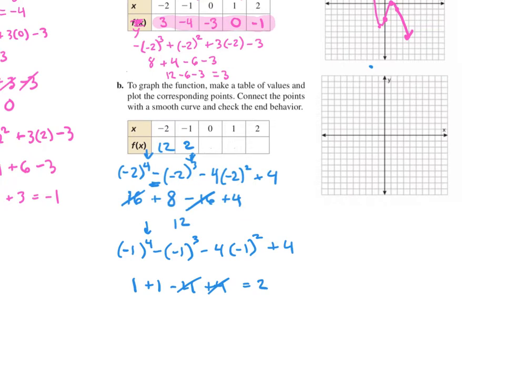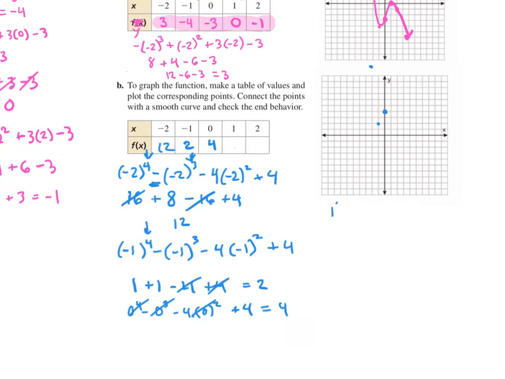Next, we're going to plug in 0. So we have 0 to the 4th power minus 0 cubed minus 4 times 0 squared plus 4. This is just 0, 0, and 0, so our answer is 4. I forgot to plot -1 too, so we go to the left 1 and up 2. 0, 4, we stay at 0, go up 4. Next, we need to plug in 1.